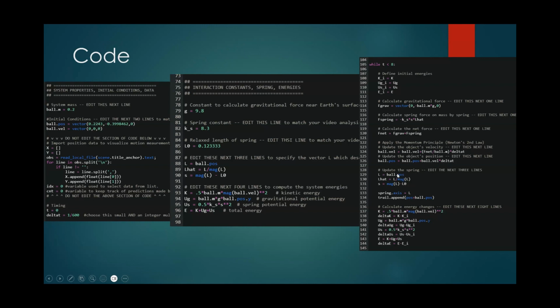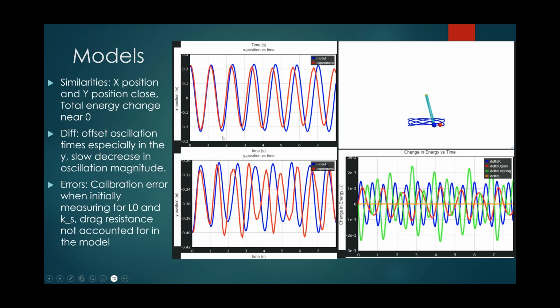We define our spring stuff, and then this is all for show, where this is just a calculation loop for each step. For our models, we were given this x position graph and this y position graph. Our simulated x and y position are close to our observed data, where obviously blue is the model, red is the experimental. And our total energy change is near zero, where it should be.